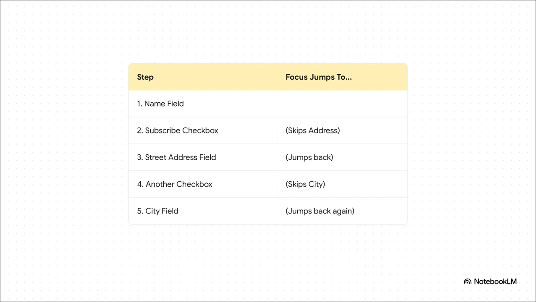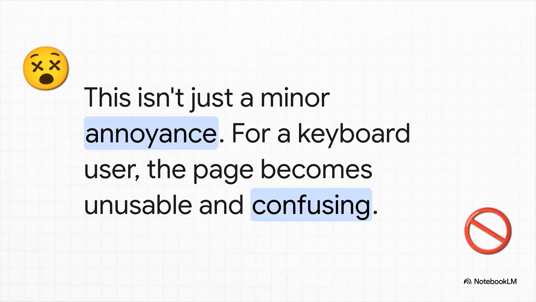And here is a perfect textbook example of what that broken path looks like. You start at the name field, right where you should. You hit tab, expecting to land on street address, but nope, you're suddenly way down at a subscribe checkbox. Then you tab again, and it jumps back up to the address field. It's total chaos. And this is the real takeaway here. This isn't just a small bug or a minor annoyance. For someone who absolutely relies on their keyboard to get around, a page like this becomes pretty much unusable. They are totally and completely lost, with no clear way to move forward.